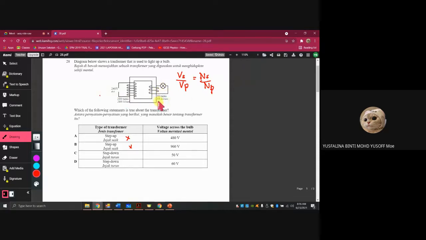So you need to find Vs, the voltage of the secondary. The voltage of the primary is already given, 240 volts. The number of turns in the secondary is 50 and the number of turns in the primary is 200. Can you try to calculate what the voltage for the secondary is using your calculator? Just cross multiply.